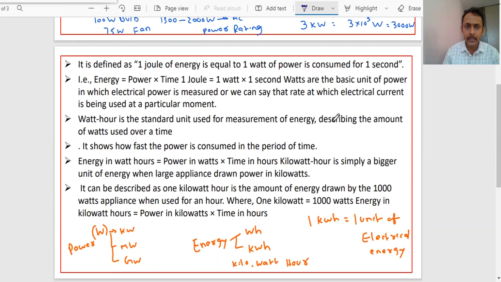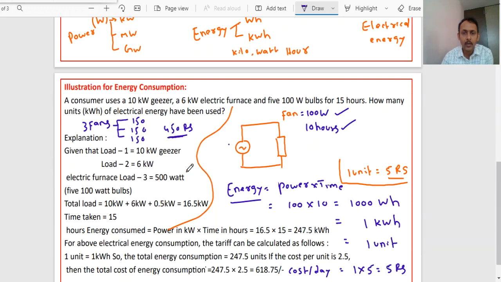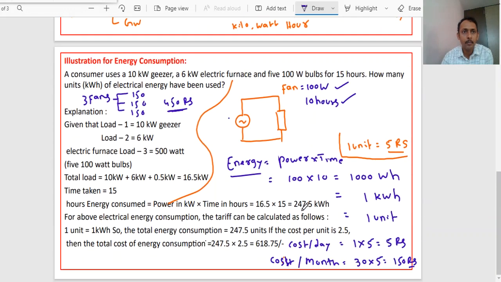Now the energy is expressed in kilowatt hour or watt hour, power into time. The power is in joules and time is in seconds, so 1 watt second. That is the basic unit actually, but for measuring the electrical energy you will express that in kilowatt hours. kWh, kilowatt hour, is a bigger unit of electrical energy. When larger appliances are drawing the power in kilowatts, that is a bigger unit. Like that you have to understand. Like this you have to calculate the bill.